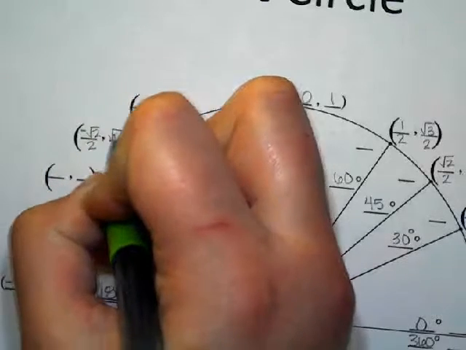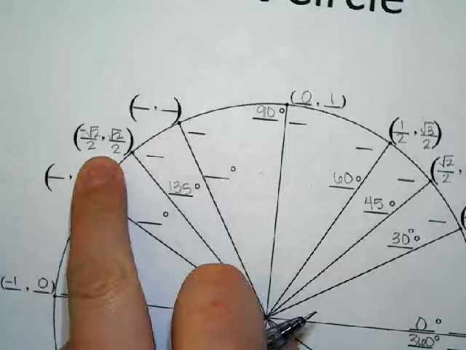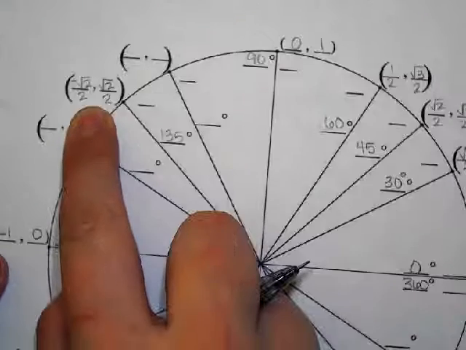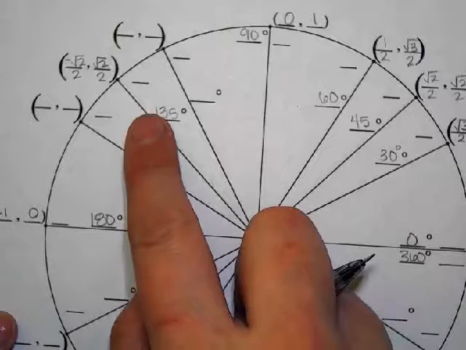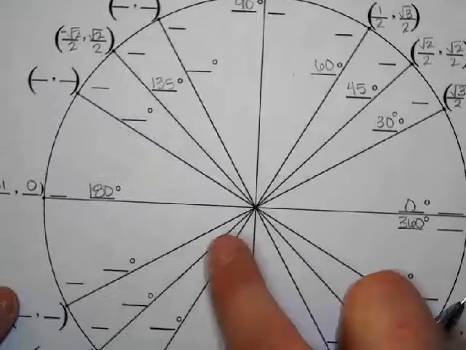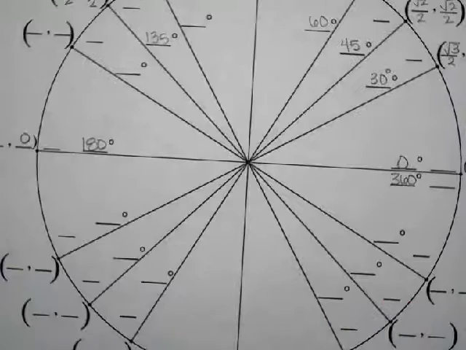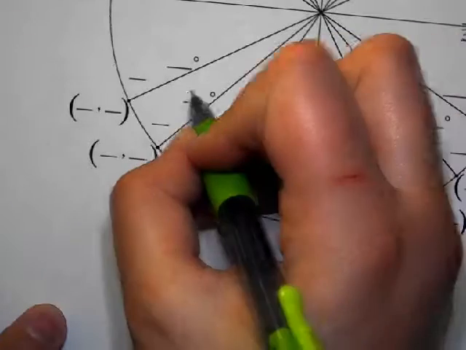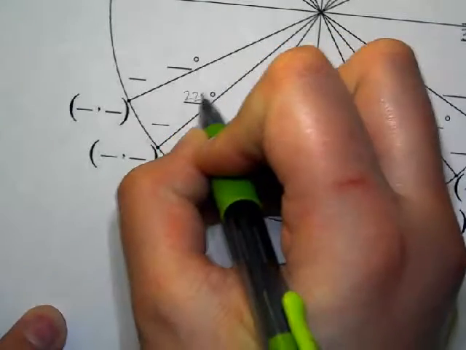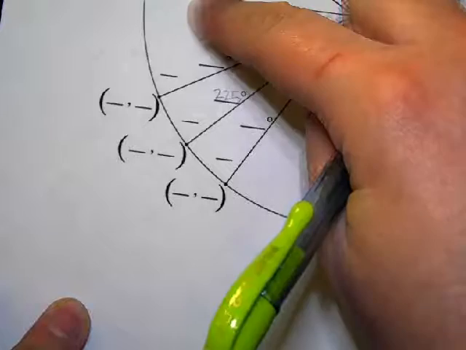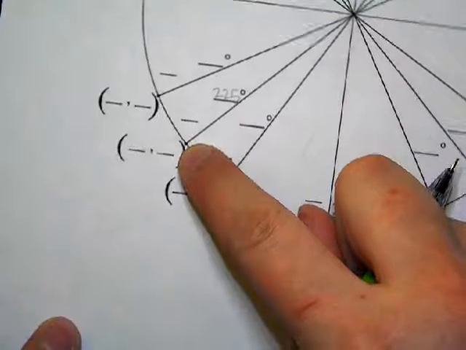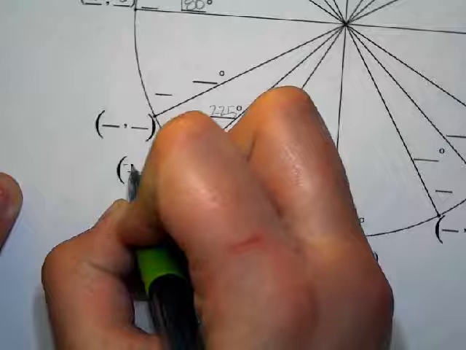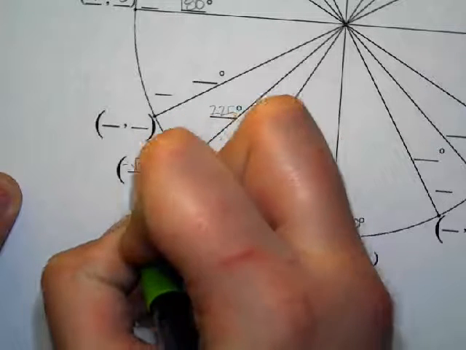Okay. Let's find the equivalent of that one in the next quadrant. So this one, 180 plus 45, 225. Okay, so this one is going to go left and down, so it's going to be both negatives. So it's going to be left root 2 over 2, down root 2 over 2. Okay?